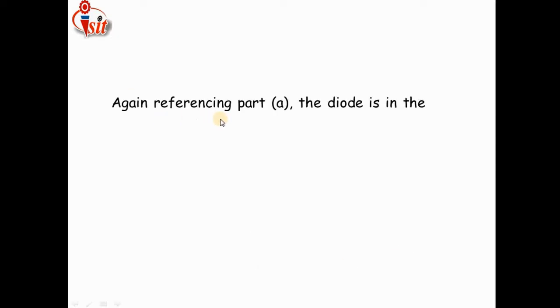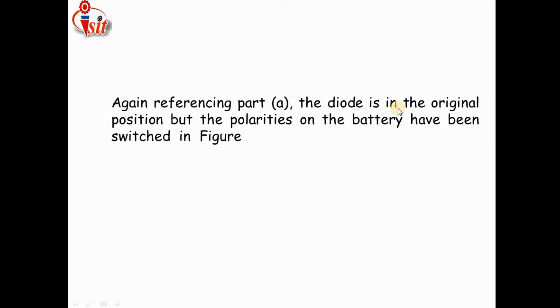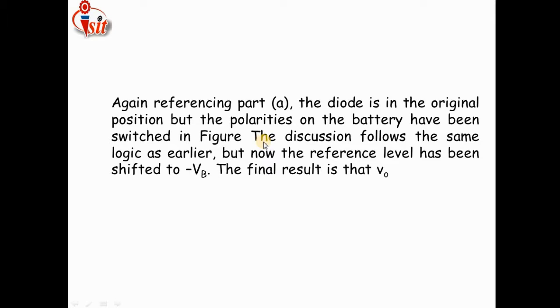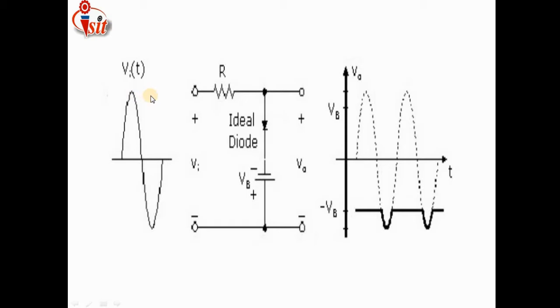Along with this, again referring to part A, the diode is in the original position, but the polarity of the battery has been switched in the figure. The discussion follows the same logic as earlier, but now the reference level has been shifted to the negative bias voltage. The final result is that the output voltage is equal to the input voltage for input voltage less than the negative bias voltage. Whenever the negative bias voltage is applied along with the diode, the output is totally reversed.